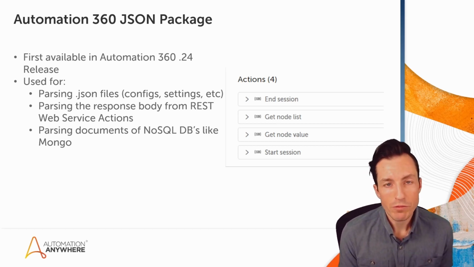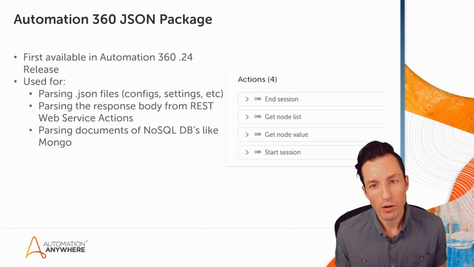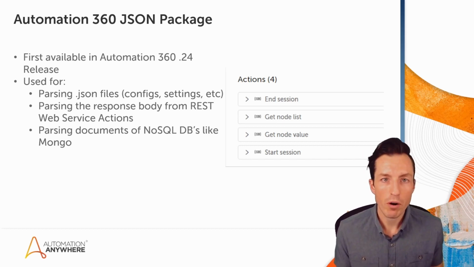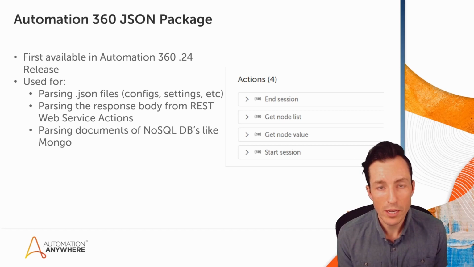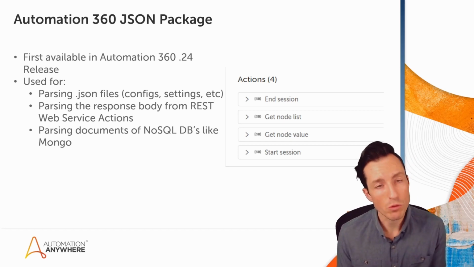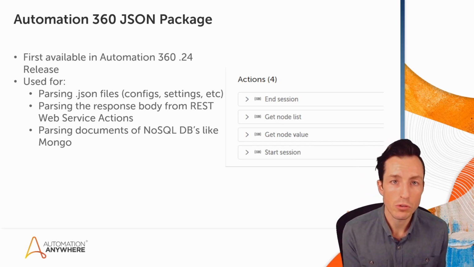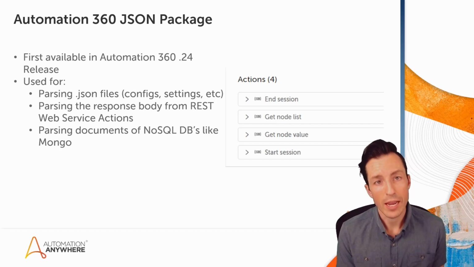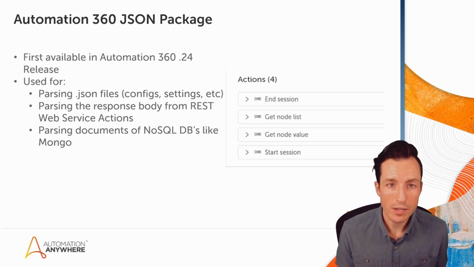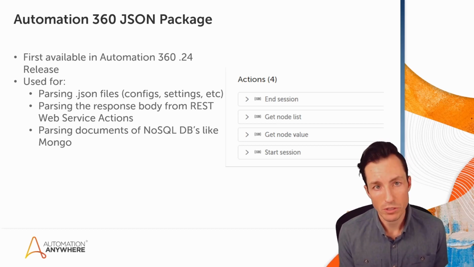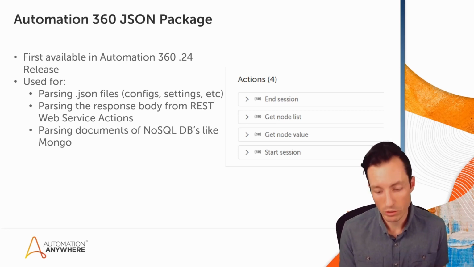The final option for using this is probably a little bit more unique, but if you are parsing documents in a NoSQL database like MongoDB, this would be another option for you to use the JSON package. And again, probably not as common. The most common use case for using this is when you're using the REST web service package.